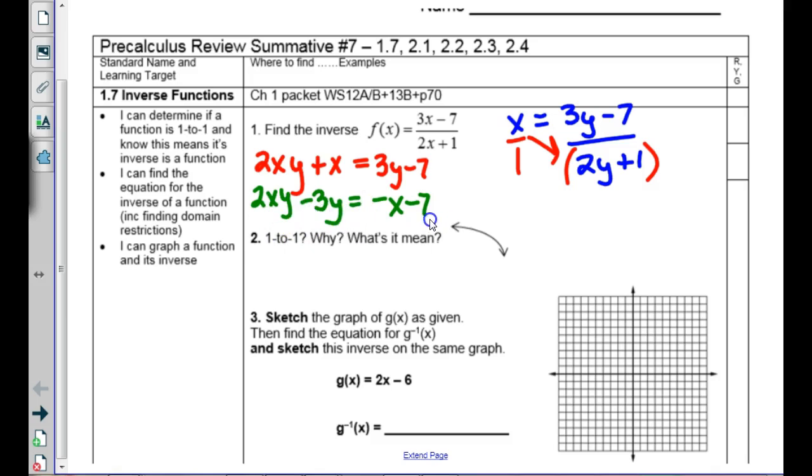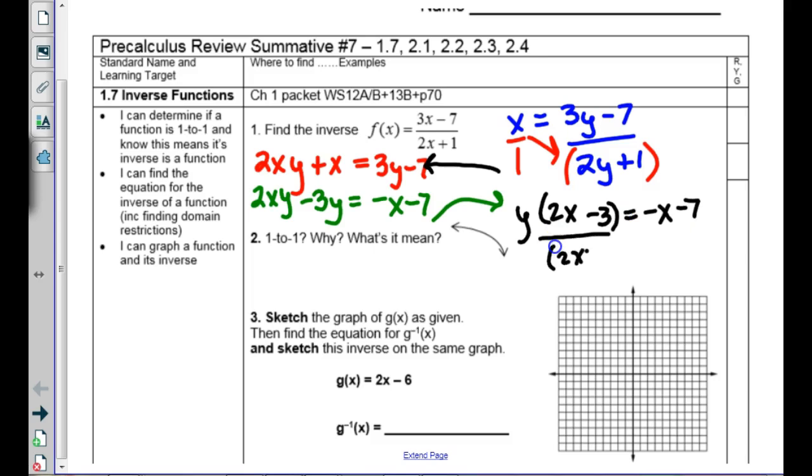Factor out the y over here, and I will have y times 2x minus 3. I'm taking this one right here. I know this is a hot mess because I went over here and then down and then back over here. And over here I'll have a negative x minus 7, which I then have to divide by the quantity 2x minus 3.